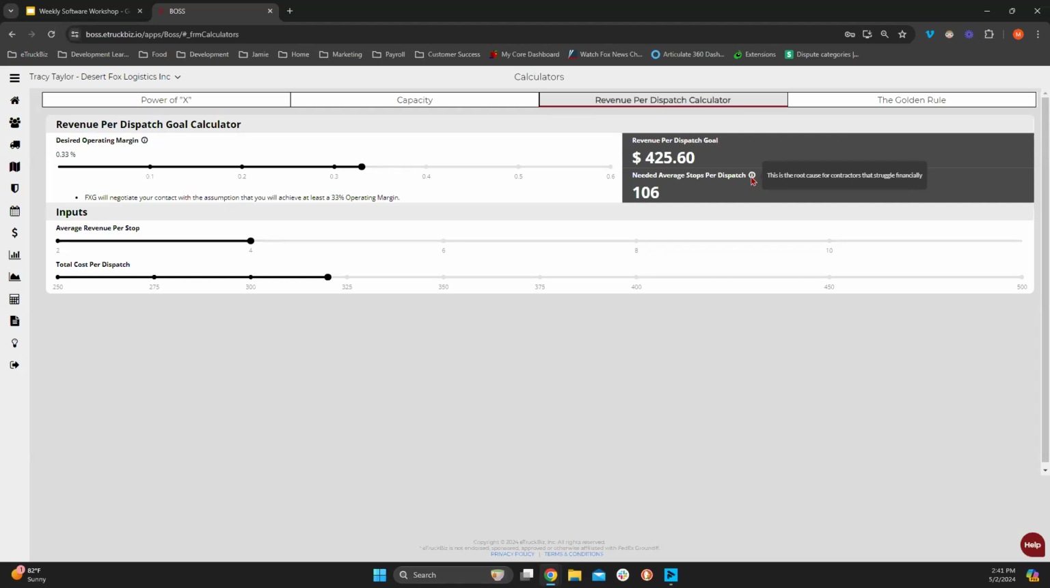Not everybody's total cost per dispatch is that low. That also is going to fluctuate a little bit. Say it goes up a little bit because you do pay your drivers a little bit more in order to keep up with what everybody's paying around you, okay? As that total cost per dispatch increases, this number of average stops per dispatch goes up.